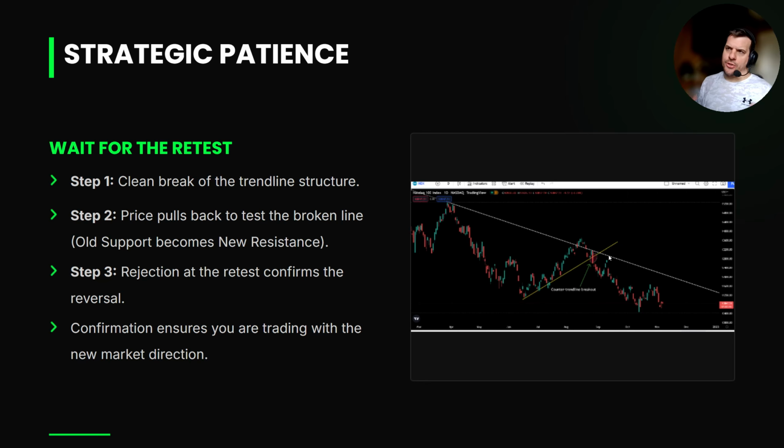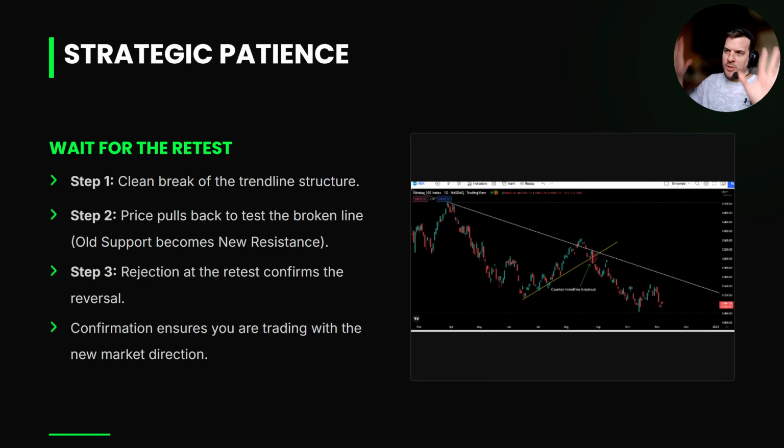So what is the strategy here? Exactly how can we trade these trend lines? Well, number one, clean break of a trend line structure. You're going to want to have a clean break of that trend line. As soon as it breaks, you don't want to get in, but you do want to wait for a clean breakout. And then number two, price pulls back to test the broken line. Old support line becomes new resistance. And number three, rejection at the retest confirms reversal.